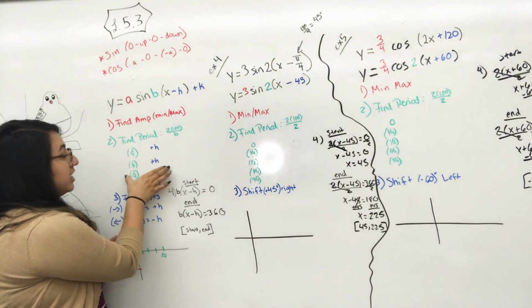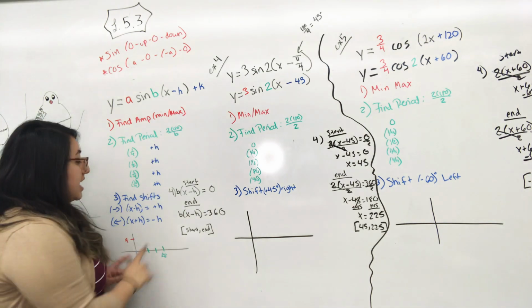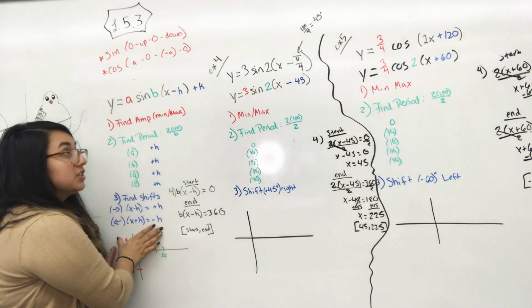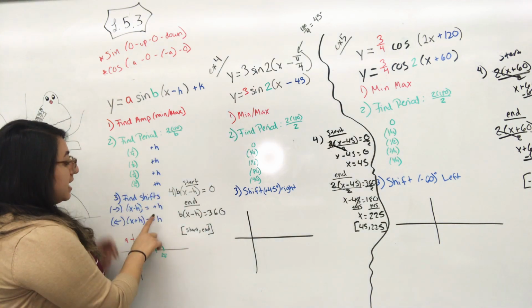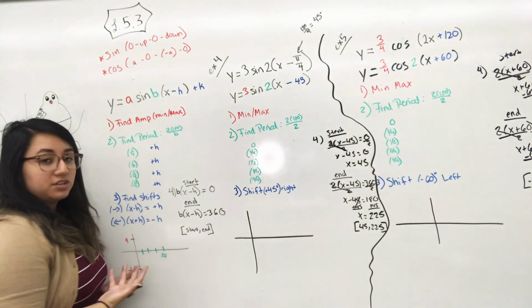So here, you find your periods, and then you get your answers. After you do that, you find your shift. Your shift will always be here, and you'll see in the next 2 examples, we have some sort of shift. So then you add it onto your other ones.